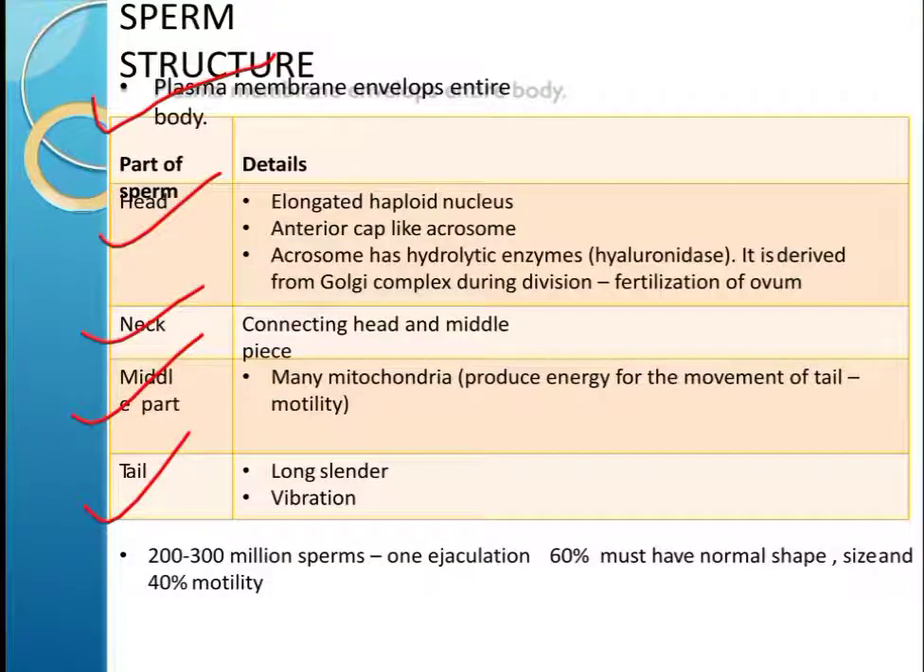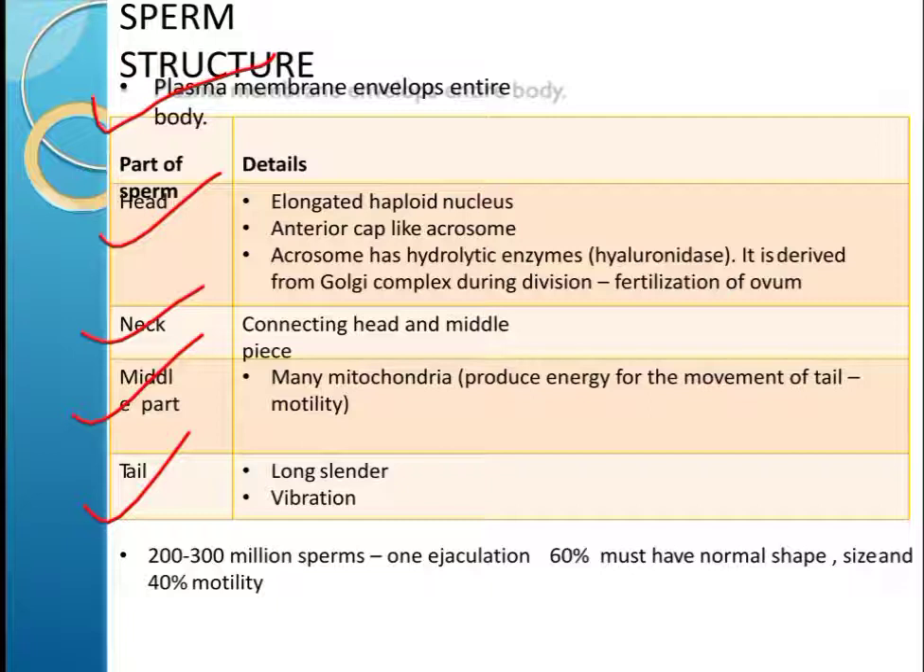The second part of the sperm is the neck. It is short and contains 2 centrioles, one lying behind the other at the right angles. The proximal centriole plays a very important role in first cleavage of the zygote, and the distal centriole gives rise to the axial filament of the sperms. So neck is the part which connects the head and the middle piece.